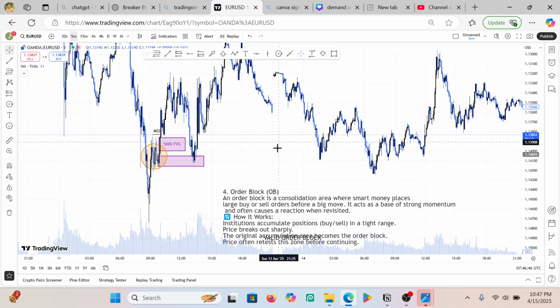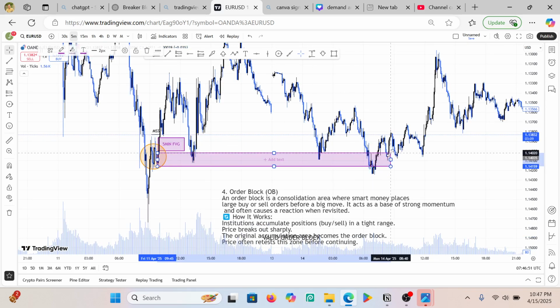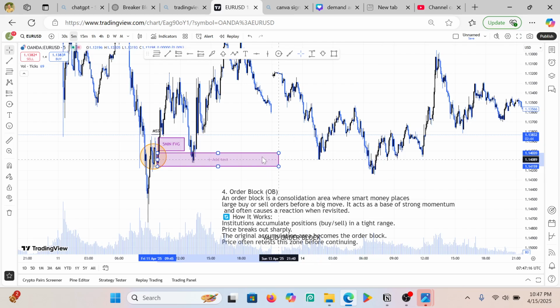So as you can see, this order block was not respected at some point. It was not respected because this order block was tested. It was mitigated. When an order block is mitigated, likely that order block is not valid. It cannot hold price.